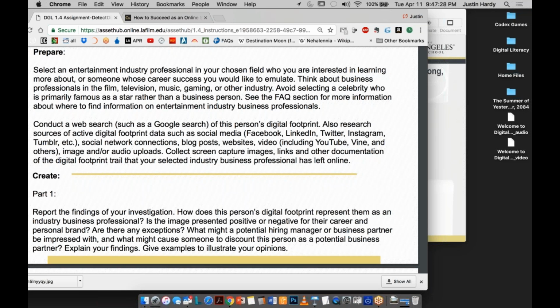Now, we want you to avoid selecting a celebrity who's primarily famous as a star rather than as a business person. So think about Will Smith. He is both a movie producer and an actor. But if he's just an actor, maybe that's not someone that you want to pick. So think about someone who's in the business of the industry rather than someone who's just a performer or someone who's famous for being famous.